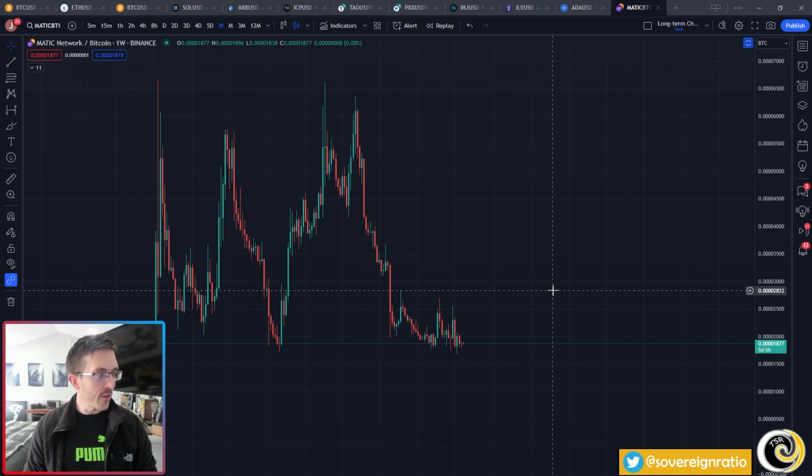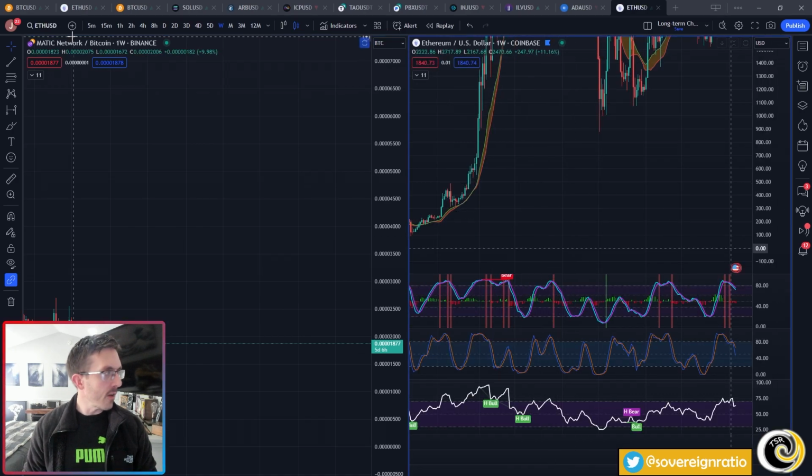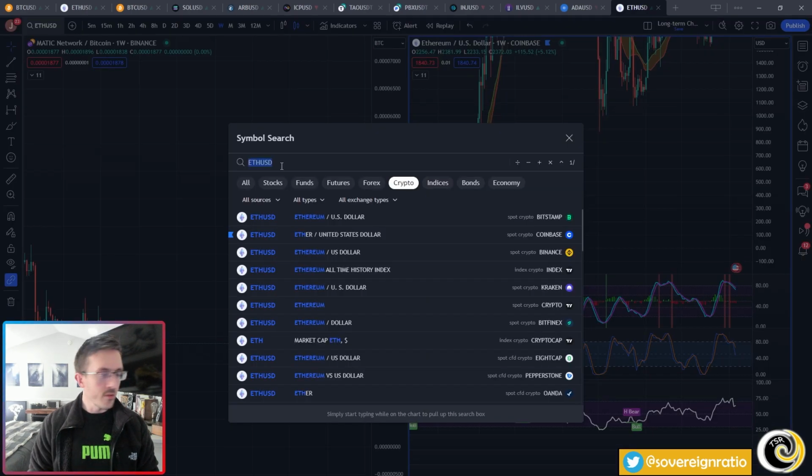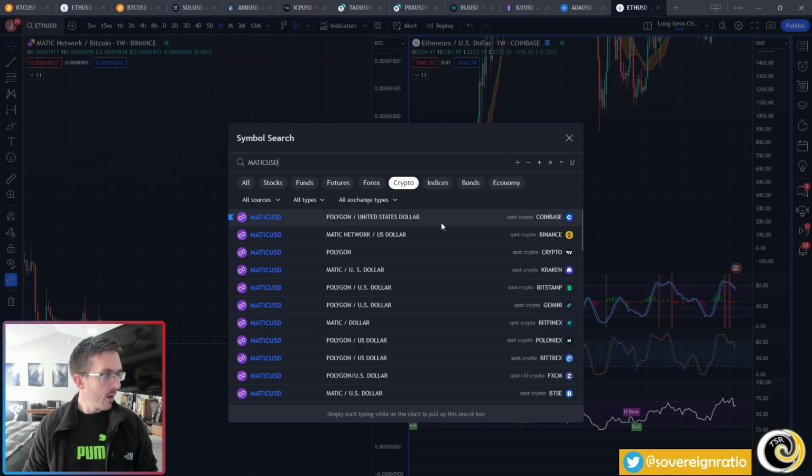And you can see that this chart actually looks quite different from its USD valuation. Let's go ahead and pull that up too, just so we can kind of know what we're looking at. Just go back to the top bar and type Matic again, USD, add that in.